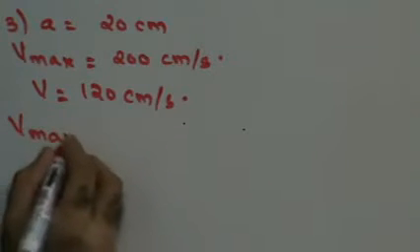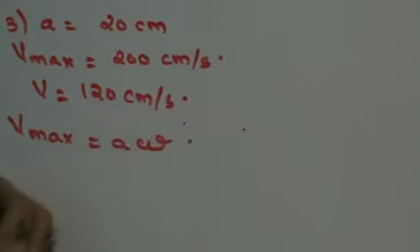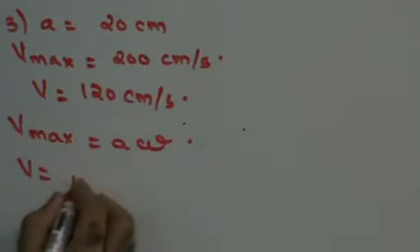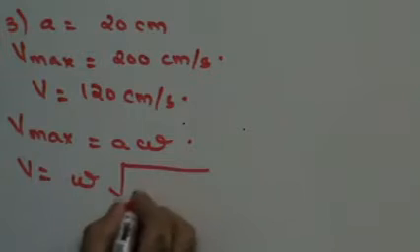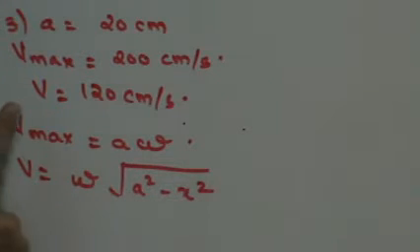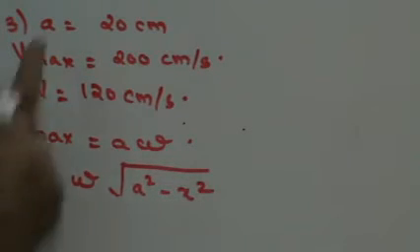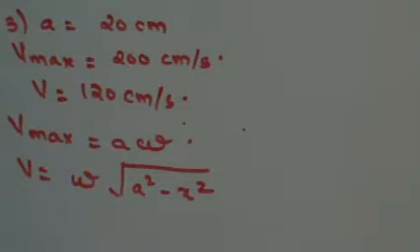First of all, I can say V max is equal to A omega. V max I know, A I know, I should be able to get omega from this. Once I get omega, then I can say V is equal to omega root of A square minus X square. V I know, omega I know, amplitude I know, I should be able to get the value of X, that will be my displacement, right?